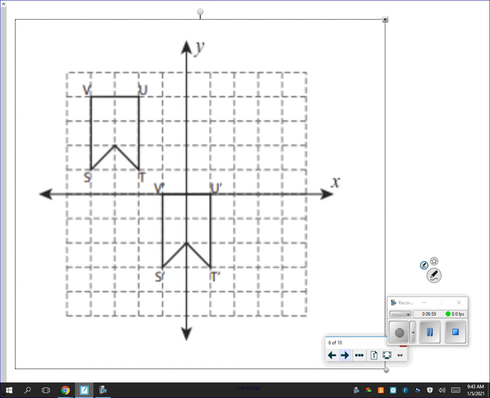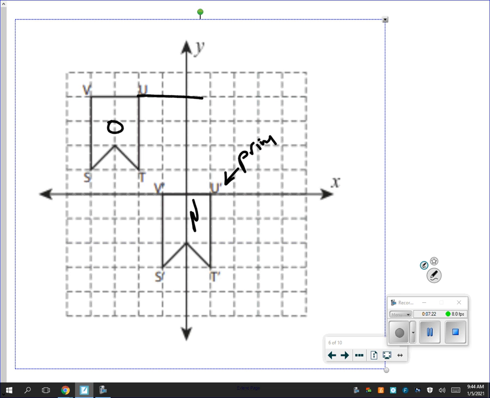Alright, so let's do this next one. So they got 2 moves here. Remember, it doesn't matter which point you start with, I gotta find my old one and my new one. There's a prime, so that tells me this is my new, this is my old. And I'll go matching point to matching point. So once again, it doesn't matter which one you choose, you just gotta make sure if I choose U, I gotta go to U prime. So I'm gonna do U to U prime.